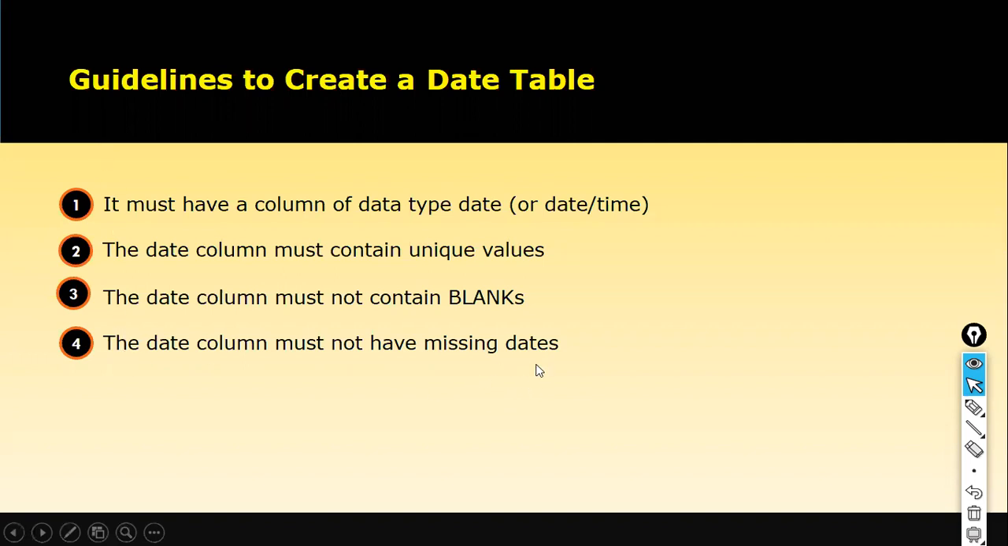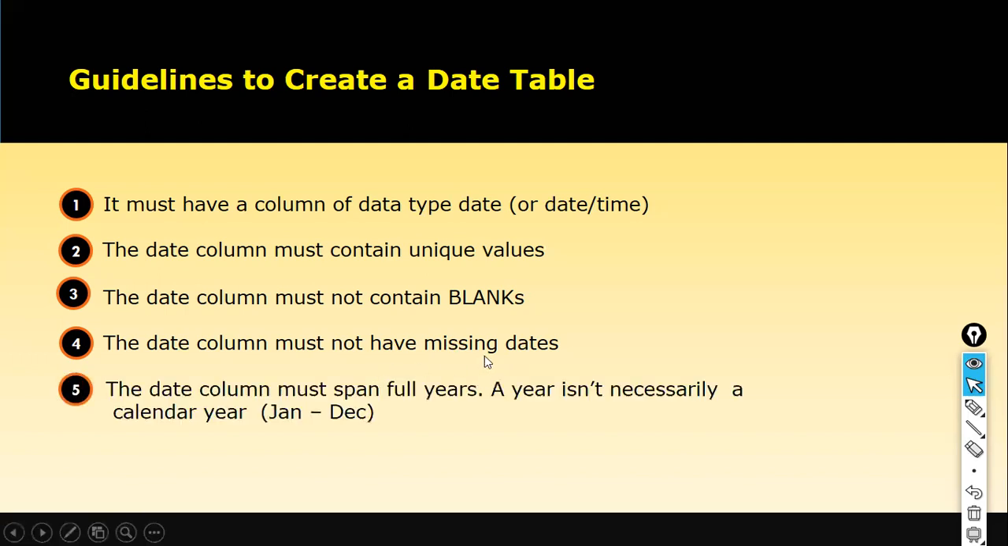So missing dates, that is what it says. It's not about blanks. There's a difference between these two. Blank is a null. Here it's missing dates. You're not supposed to skip dates because, say, I don't do business on Saturday and Sunday, so I'm going to exclude those two dates. No, still you need to include those two dates. That is what it says.